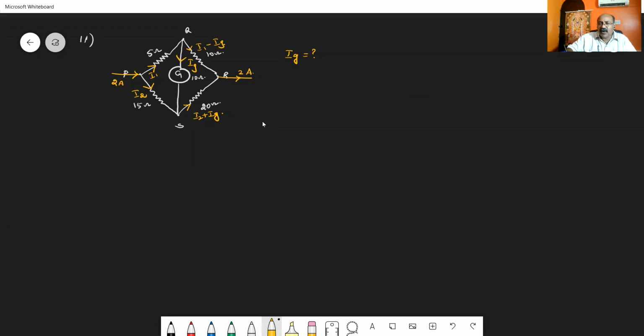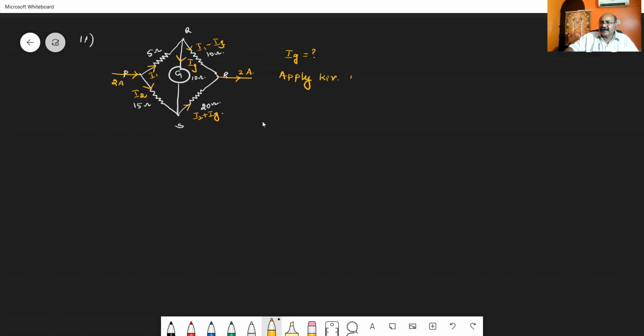What are the unknown quantities here? The unknown quantities are I1, I2, and Ig. So I have to consider three equations. By solving three equations, I can get I1, I2, and Ig. But what we need is Ig. Let us see how you can calculate. In order to calculate, you apply Kirchhoff's second law.